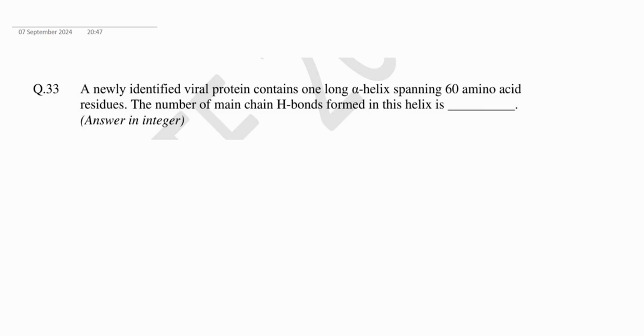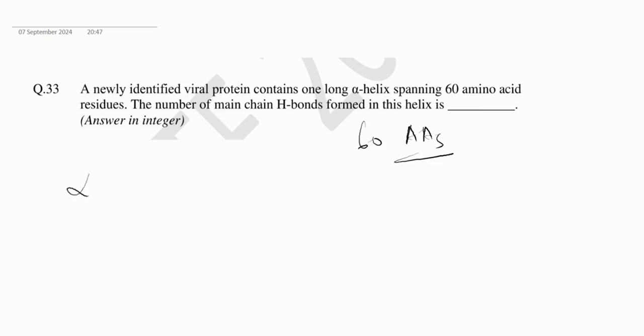A newly identified viral protein contains one long alpha helix spanning 60 amino acid residues, and so the number of main chain hydrogen bonds formed in this helix is what? So this is an integer type question. So you have 60 amino acids. I'm writing AAs for amino acids.